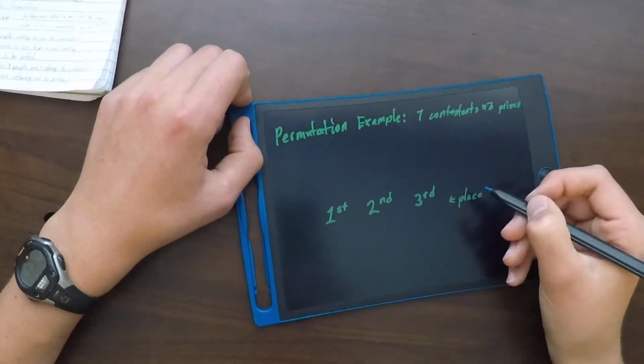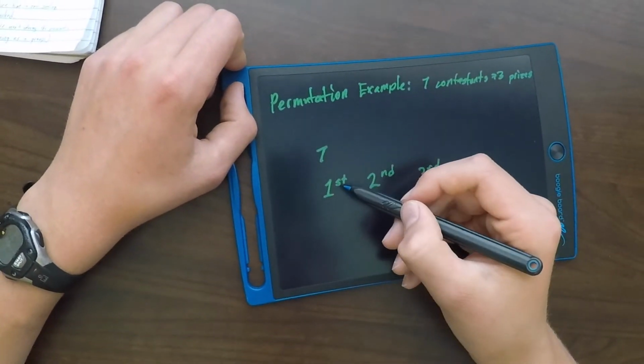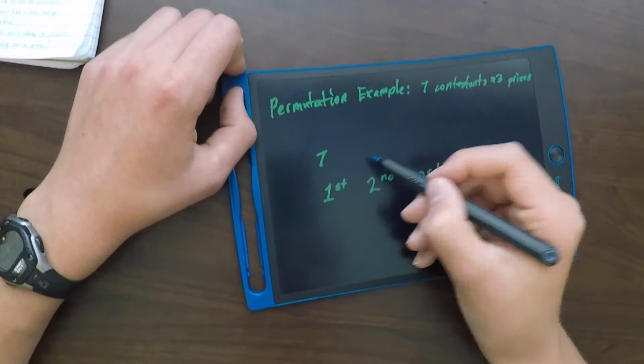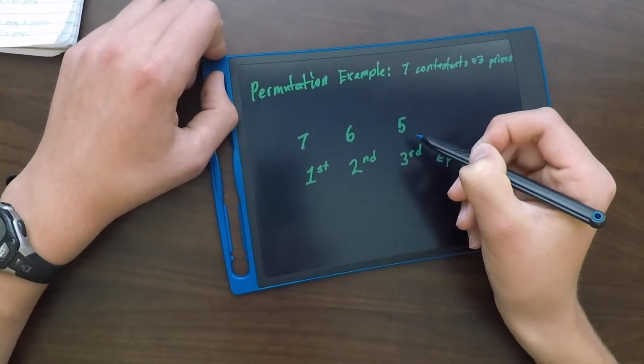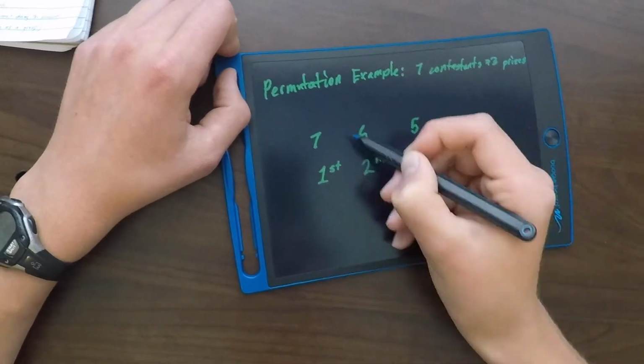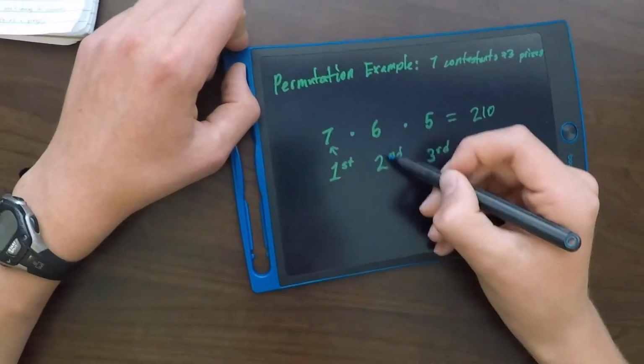Now to help you understand this better, I'm going to write it out. We have 7 contestants and 3 prizes, first, second, and third place. So there's 7 people that could get first place. But once first place is taken, there's only 6 people that can get second place. And once both first and second place are taken, there are only 5 people that could get third place. So we multiply 7 times 6 times 5, which gives us 210.